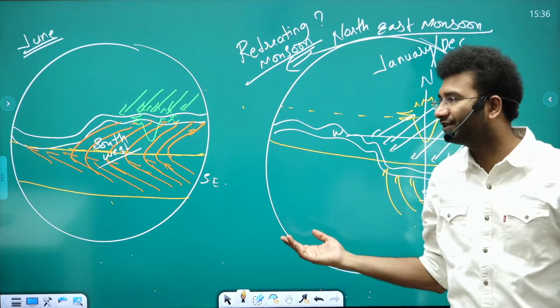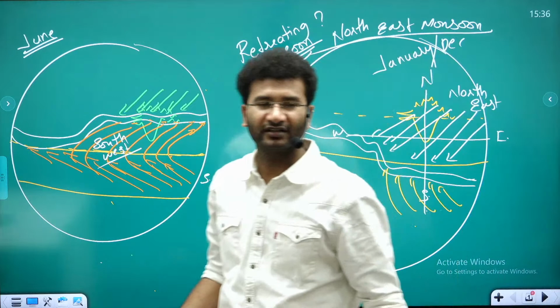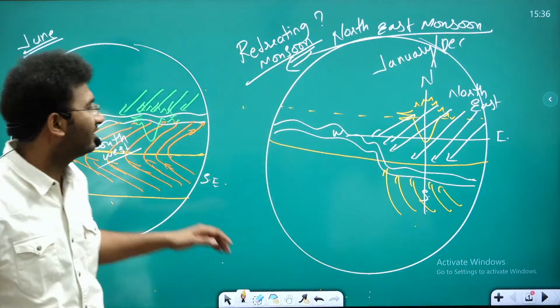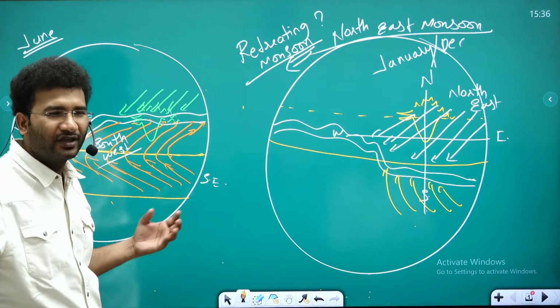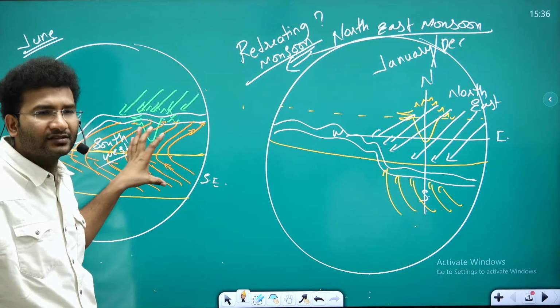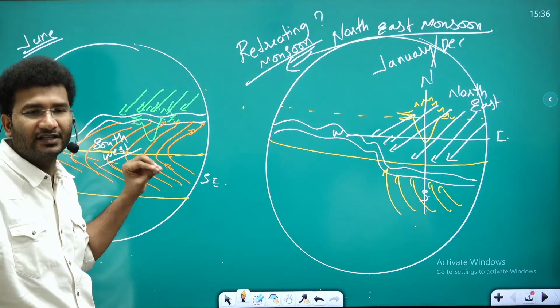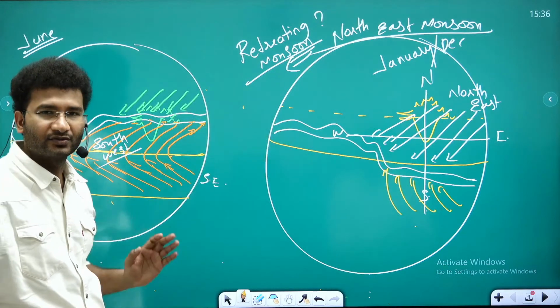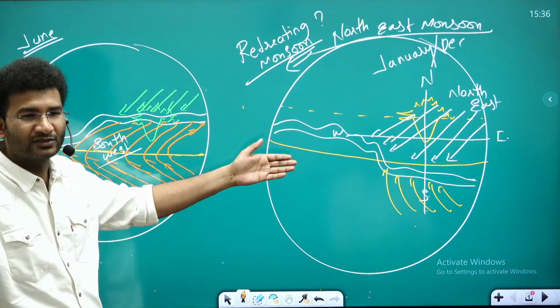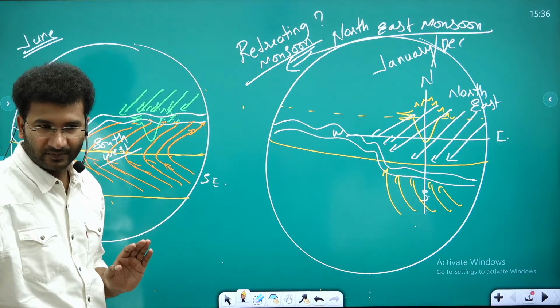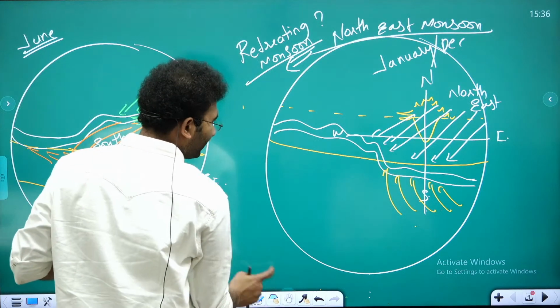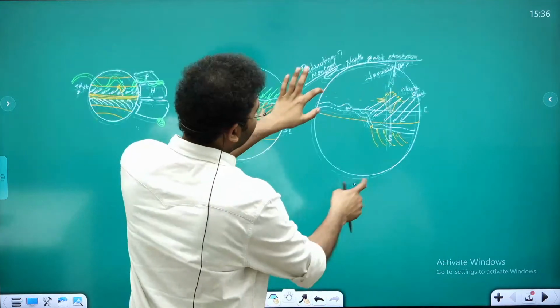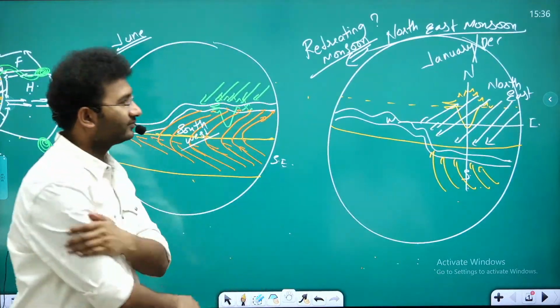Who retreated? Which winds retreated? The retreatment of the winds is primarily done by the southeast, because we take reference as southeast trade winds. That is the reason why we generally study the monsoons with respect to retreating monsoon. This is the ITCZ zone, right? Now coming to the next concept, that is modern theories.